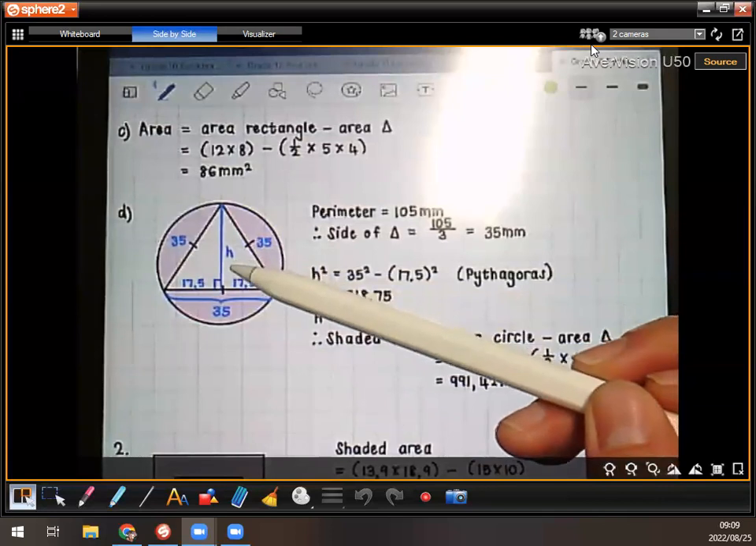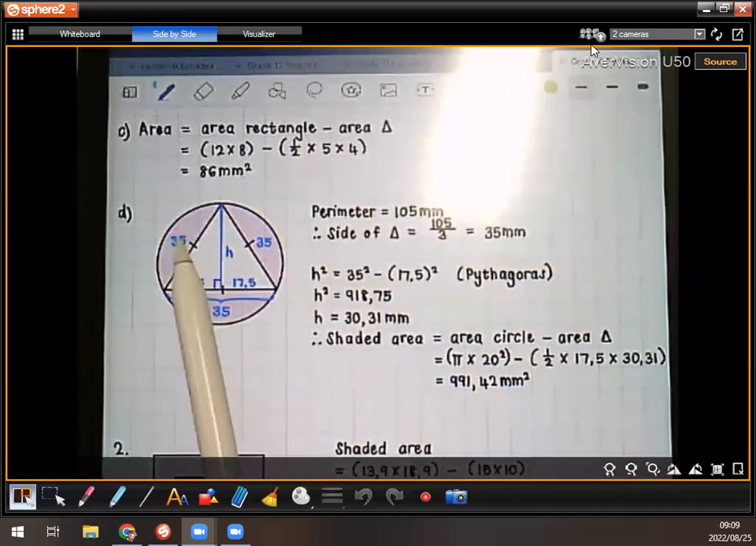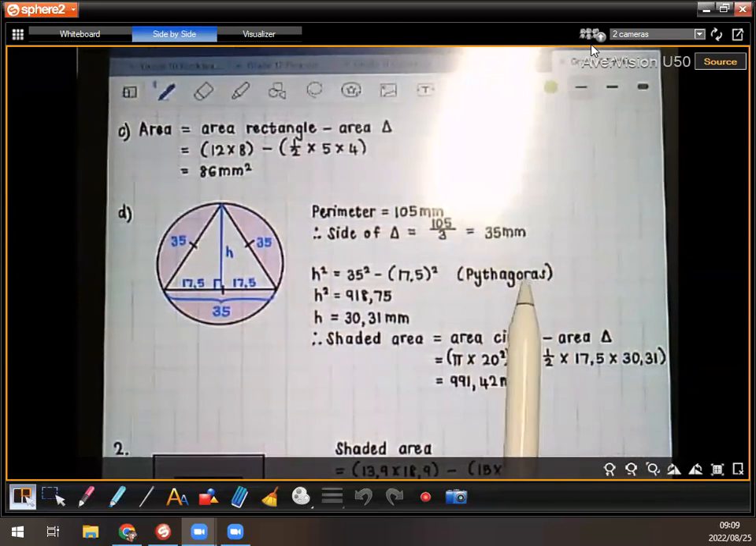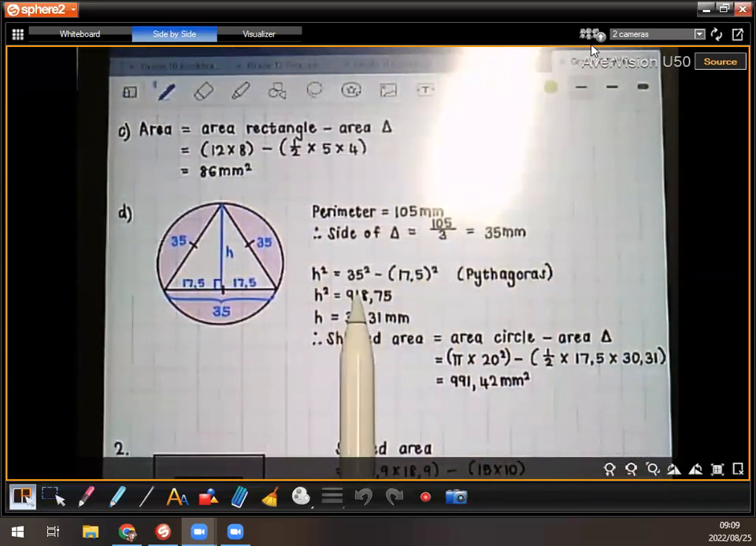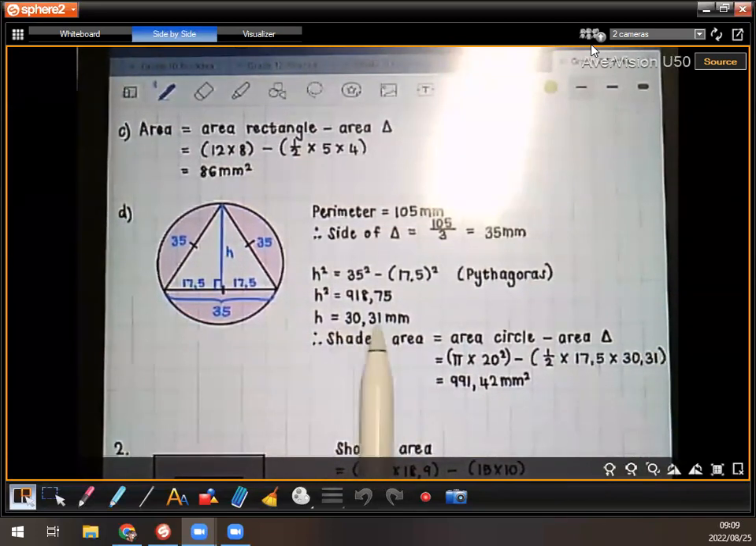h is not the hypotenuse. So to calculate h, I'm going to say h squared is the hypotenuse squared minus the other side squared. Okay, so 35 squared minus that one squared. And your reason, please remember, guys, whenever you're using Pythagoras, you have to write Pythagoras. You type that into the calculator, you get 918.75. You then take the square root of the answer, and you get your perpendicular height.